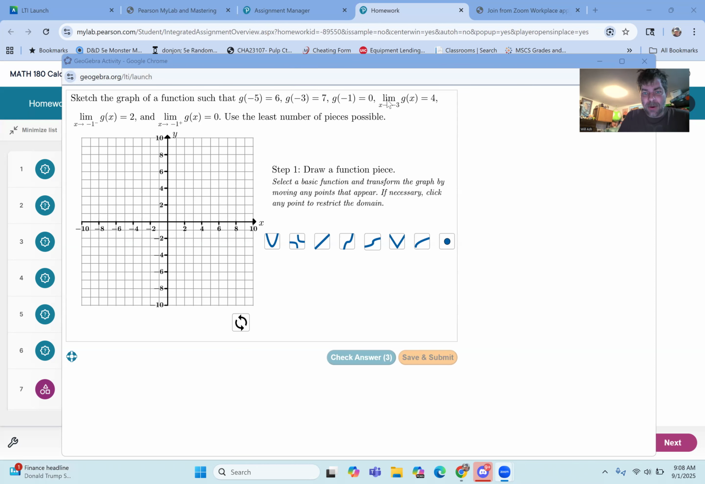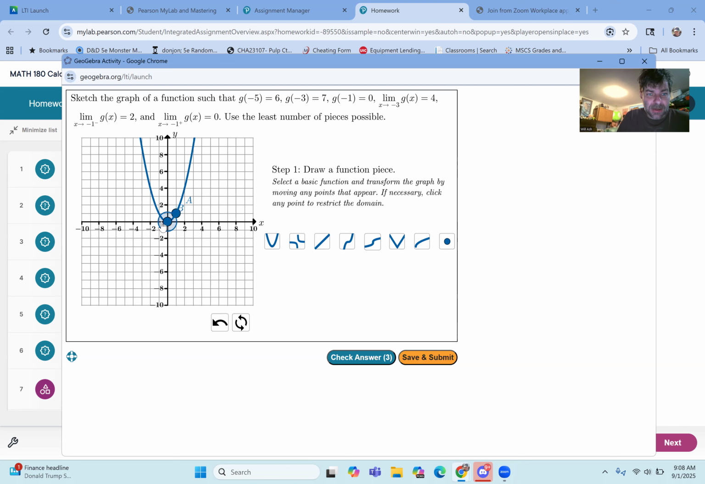Anyway, if I want the limit as x approaches -3 to equal 4, I need to pick two different sides around -3. From the left side and the right side, we need to approach 4. I can really pick any of these points. In fact, you know what? I'm going to pick a parabola.